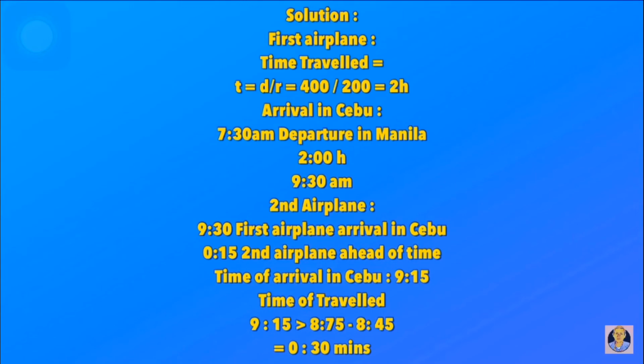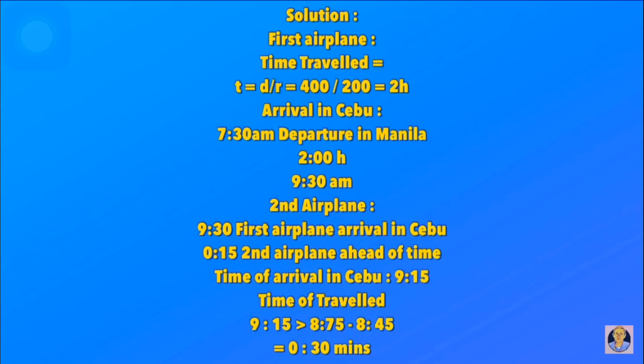Then we have to compute the arrival in Cebu at 7:30 a.m. plus 2 hours. So we have 9:30 a.m., the time of arrival in Cebu of the first airplane. Then the second airplane we're going to compute again. The first airplane arrival in Cebu 9:30. Then we have to minus the 15 minutes ahead of time of the second airplane.